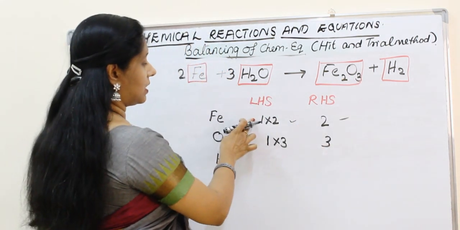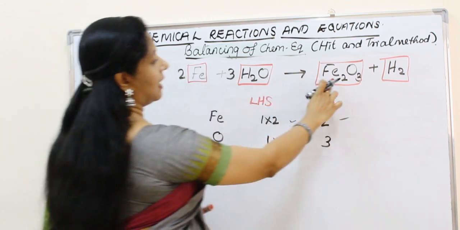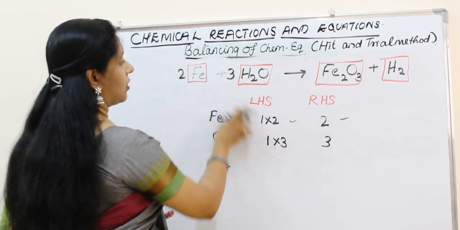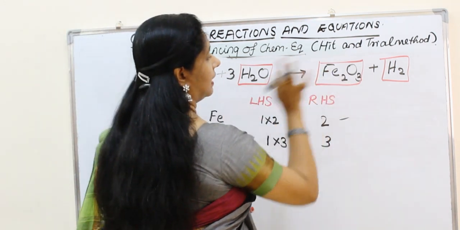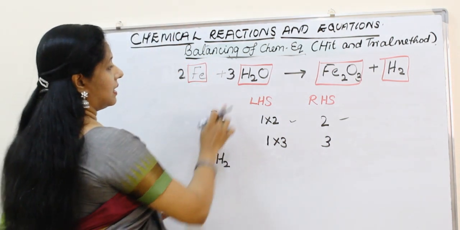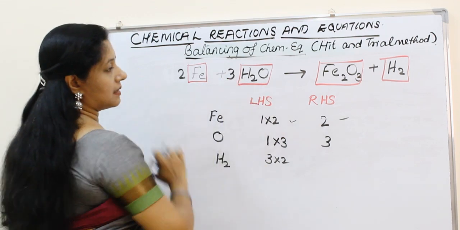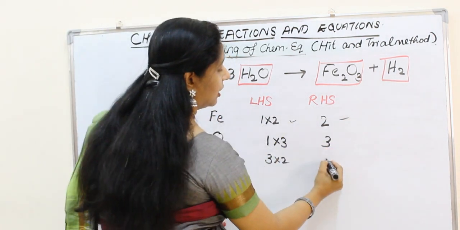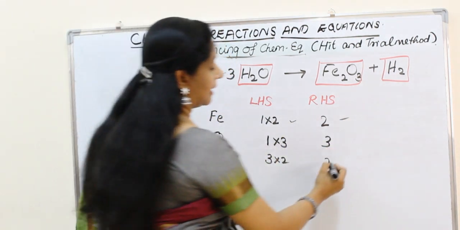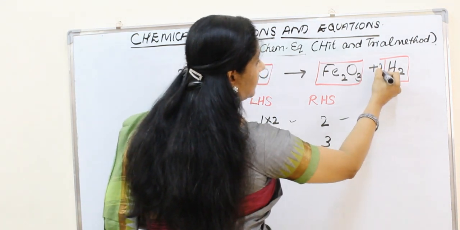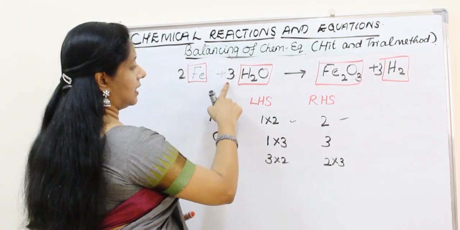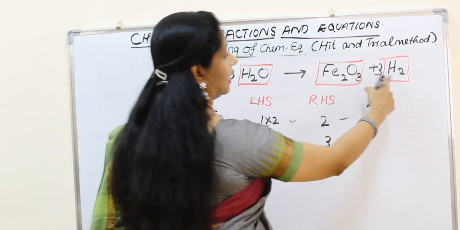Now again we will cross check once again. Iron is 2 here, iron is still 2 here, no problem. Oxygen is 3 here, oxygen is 3 here also. Now coming to hydrogen, 3 into 2, 6 are there, right? Whereas here hydrogen is only 2. So what can I do? I can multiply it by 3. So this side hydrogen is 3 into 2, 6. Again 3 into 2, 6.